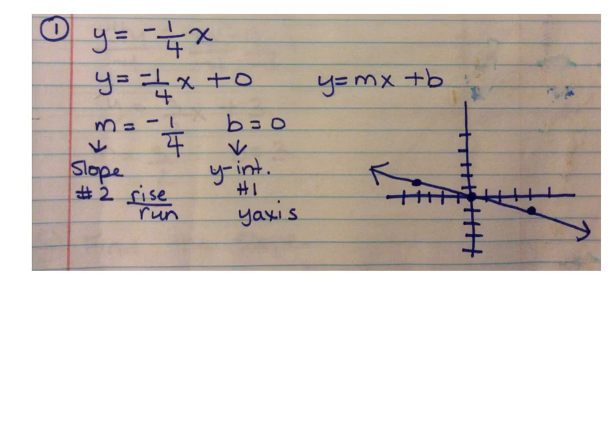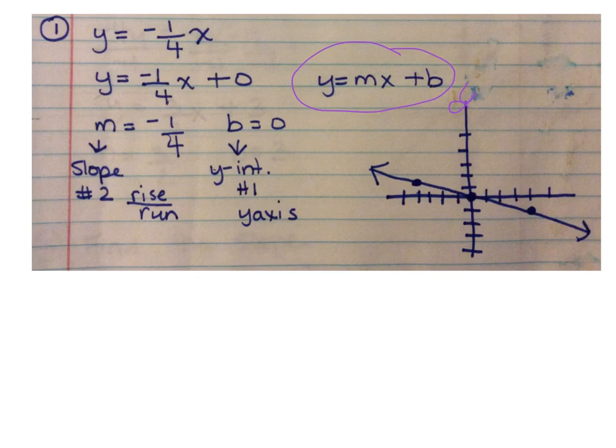Okay, here's the answer for number 1, and I'm going to point out a few things. Remember, right here is the slope-intercept formula, and m is the slope, and b is the y-intercept. You always graph the y-intercept first, and it's on the y-axis, which is this one. And so I'm going to go to 0, so it's actually at the origin, and I'm going to put a point. And remember, you have to graph at least 3 points for your line.